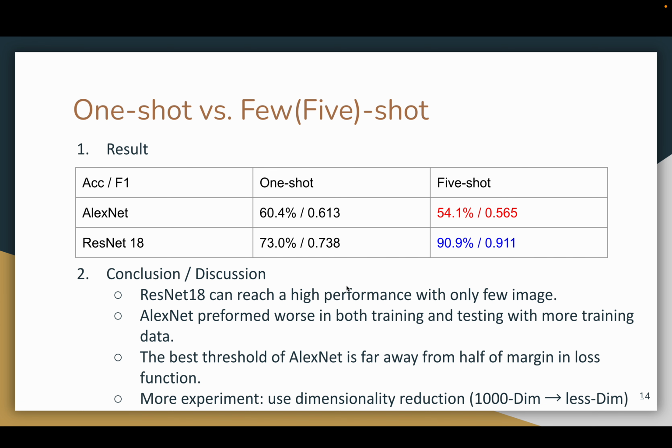Here we guess this is because the model is too simple, so it cannot get features, or it needs more epochs to train. Third, the best threshold of AlexNet is far away from half of the margin in the loss function, which should be a normal threshold for determining whether two images are the same class or not. And finally, there are more experiments we can do in the future, such as using dimensionality reduction techniques or directly modifying the final fully connected layer in the model to have less output dimension.